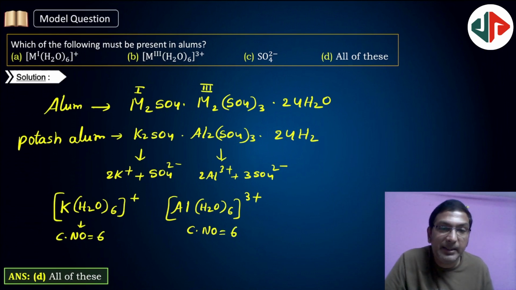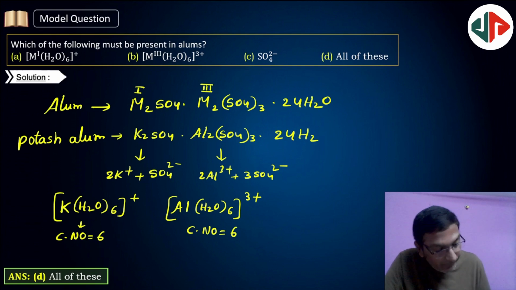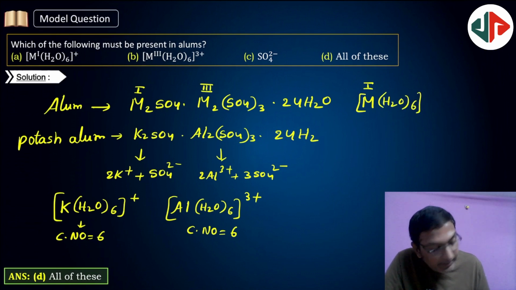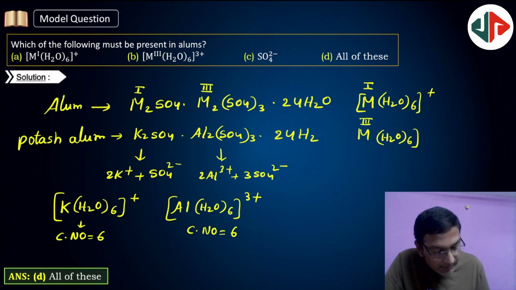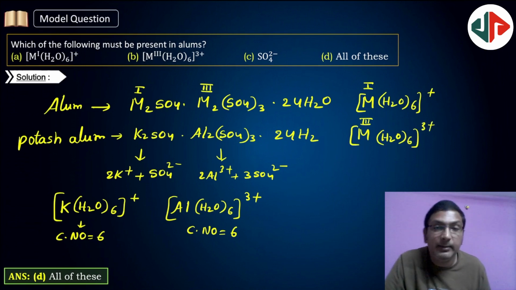So for 1 K+ 6, 2 K+ ions 12. Each aluminium 6 coordination number, 2 aluminiums 12. Therefore 12 plus 12, 24 water molecules. That means we'll have M+ with [H2O]6, and M with oxidation state 3, [H2O]6 3+. These are the ions.